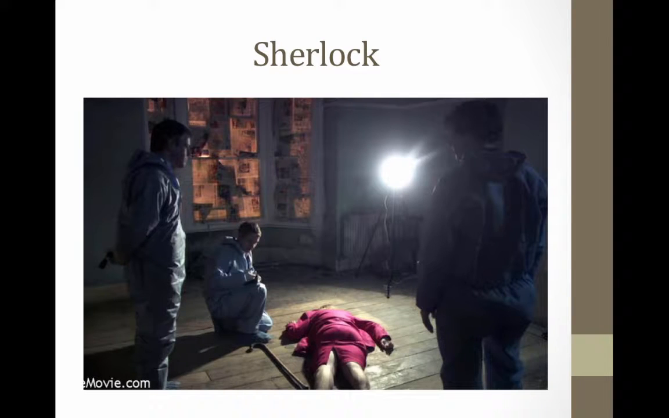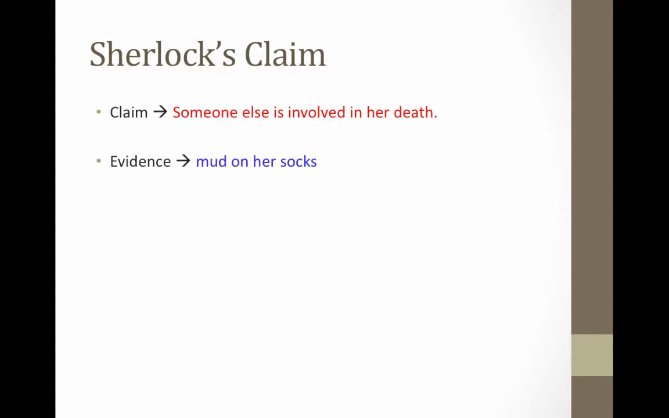So in this example from Sherlock, a detective and some police walk into this room. They find this woman in pink on the ground. And the police are wondering if this has been a suicide or a homicide, because there's not a lot to indicate how she died or why she might have died. And Sherlock says, well, of course it was a homicide. Of course someone else was involved. So that's his claim. He believes that someone else is involved in her death.